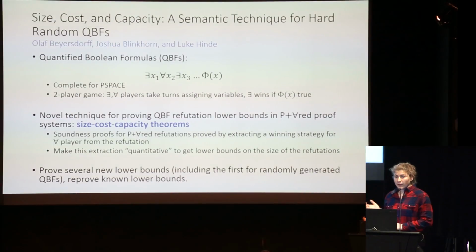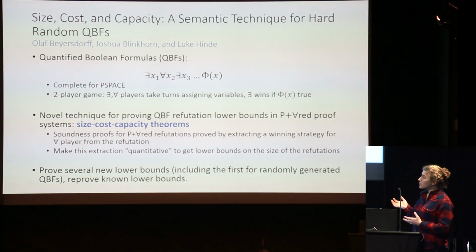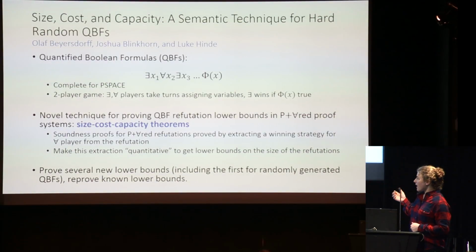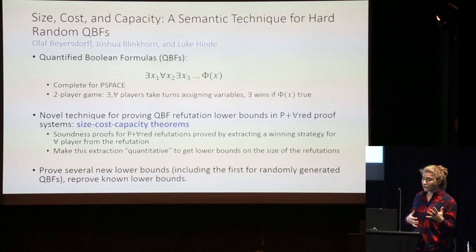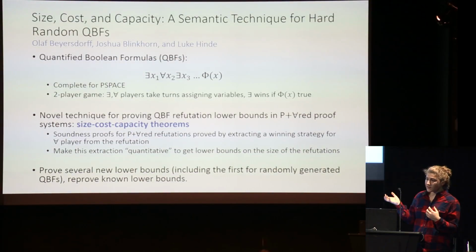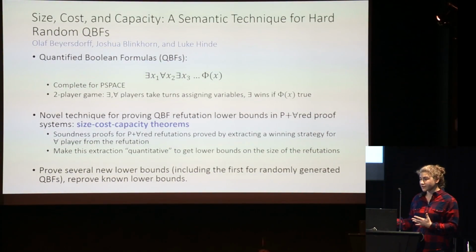In this paper, the big innovation is that the authors give a new technique for proving lower bounds on the size of refutations in proof systems that have for all reduction added to them. This technique is called size, cost, capacity theorems. Basically, the canonical thing to do to show that the for all player has a winning strategy, so to show that a refutation exists, is to prove soundness for these proof systems: you look at the refutation that the proof system produces, and you show that you can extract a strategy for the for all player to show that it wins, right? So this proves soundness for the proof system.